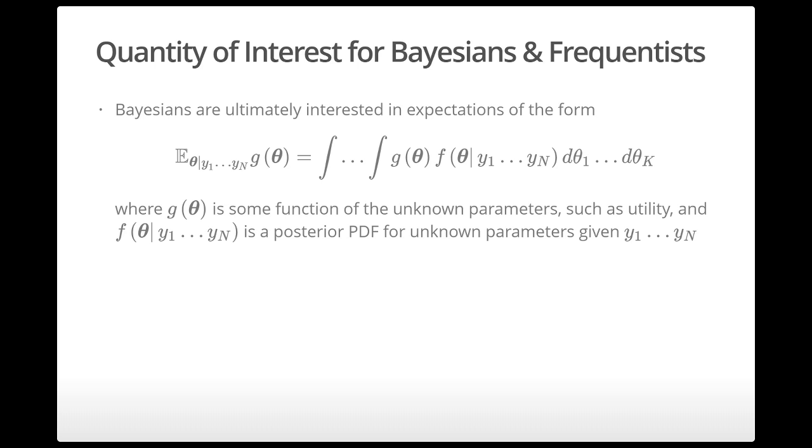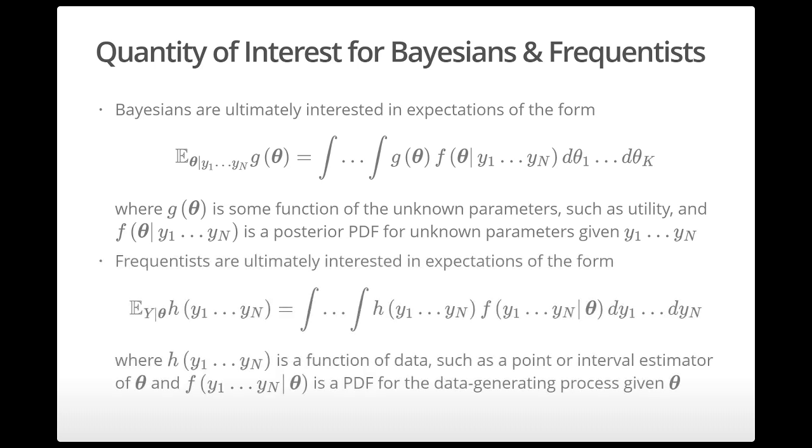But that's the conceptual quantity that Bayesians are interested in: an expectation over the parameters of some function of interest. In contrast, frequentists are ultimately interested in expectations of a different function, but moreover, they're using a different density function to weight.